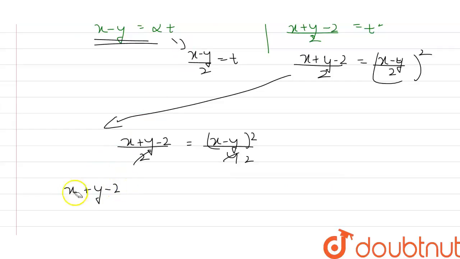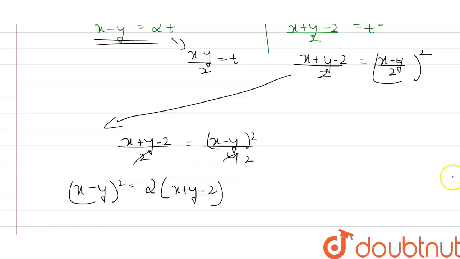Rather than writing it on this side, I can do one thing. First of all, I can write this part on the RHS and this part on the LHS. This will become (x - y)² equals 2 times (x + y - 2).